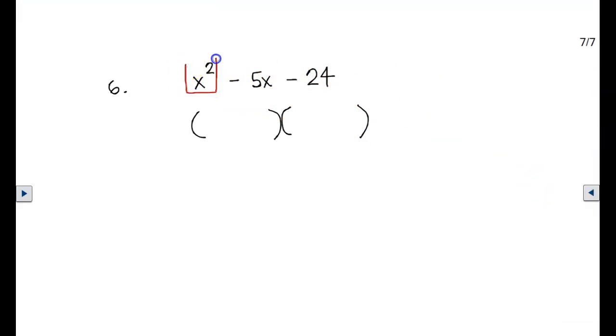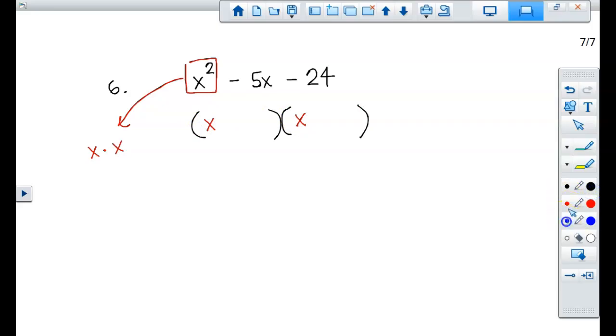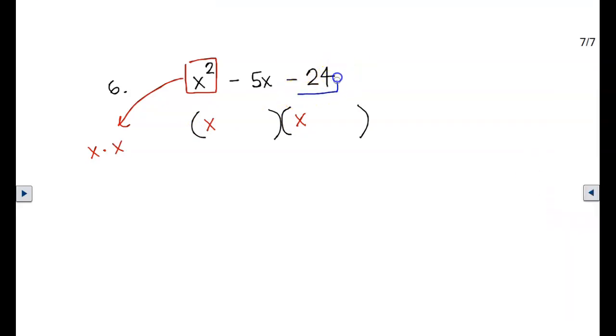Let's go to our first term and let's think about what will give us x squared. Easy there, x times x. So we put an x in each set of parentheses. This time around, I want you to notice that for our last number, we're looking for a negative 24. So let's first think about numbers that will multiply to give us 24.